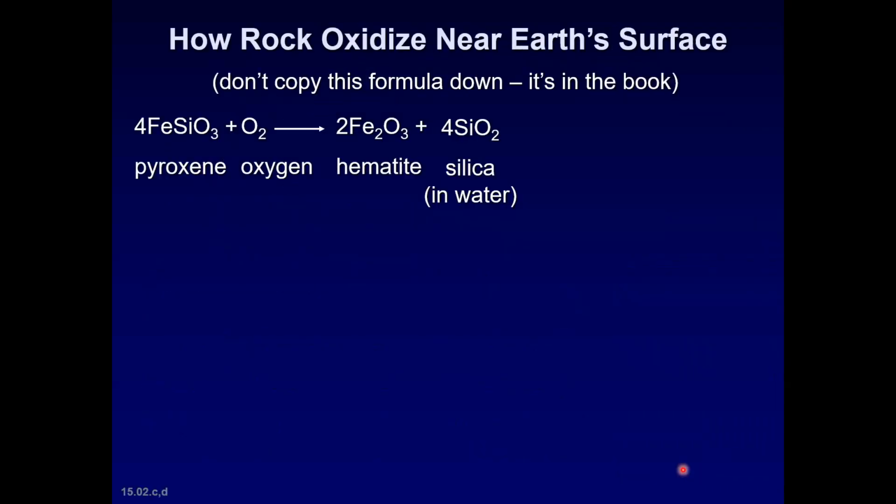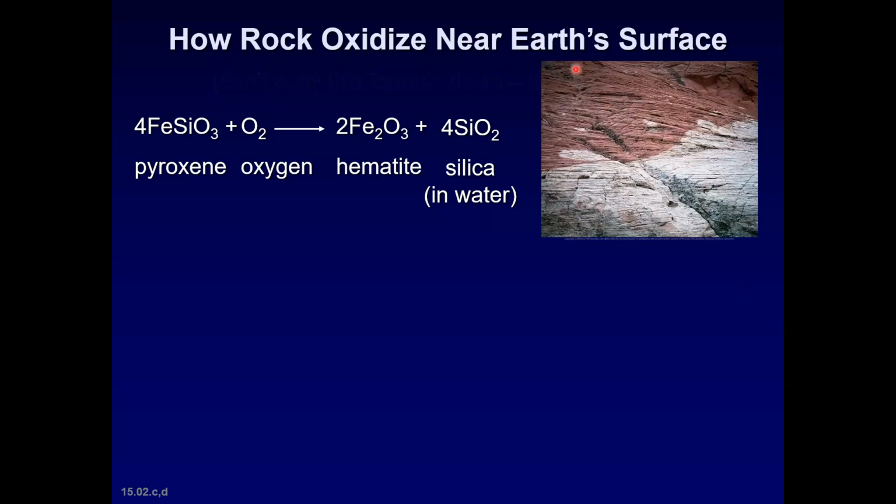Okay, so near the Earth's surface, let's talk about oxidation. So this reaction is pyroxene in the presence of oxygen, yielding hematite, which is an iron oxide, and silica in water. Okay. And what that will look like is something like this. Hematite is red in color.